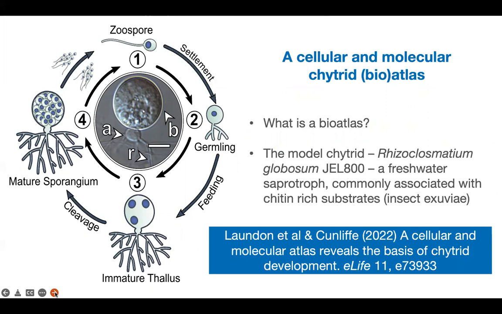Our more recent work: another thing we thought was lacking in the chytrid biology world was a really detailed quantitative assessment of the chytrid life cycle. And this is a bit of a trendy zeitgeist term now, bioatlas. People talk about bioatlas all the time. This is where you take an organism and characterize it to quite a high level. We're working with Rhizoclosmatum globosum, a freshwater saprotroph. I've talked about this already, and we published this work earlier this year.